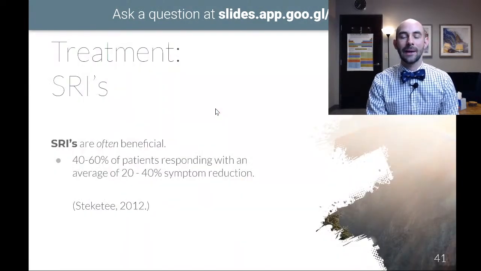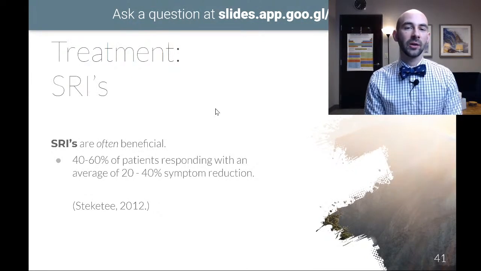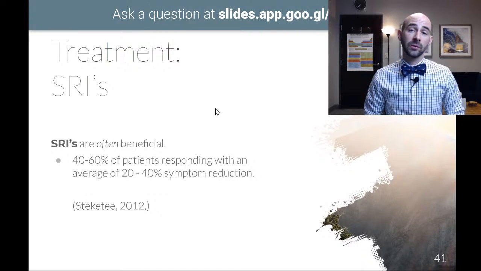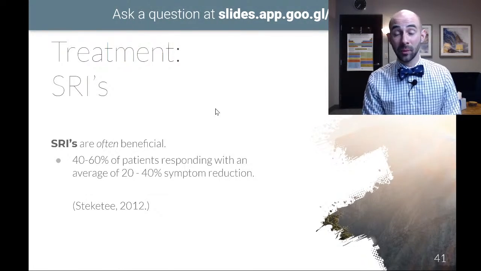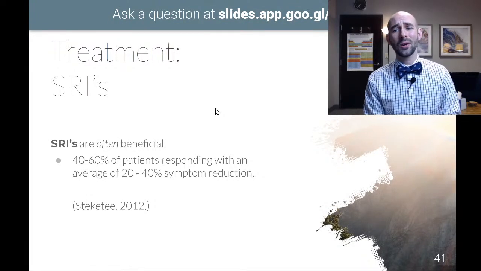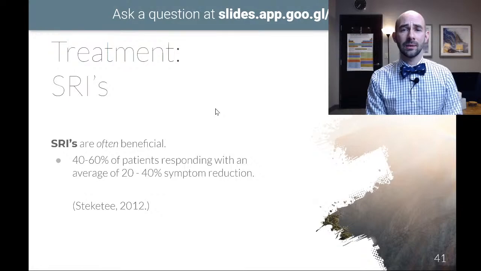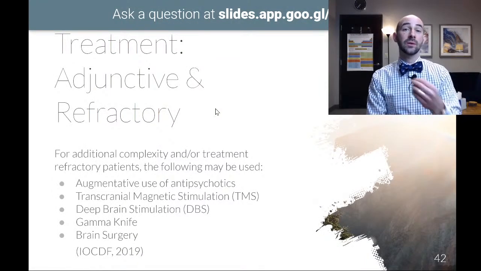No, it's not that. Okay, so SRI treatments, covering the stats real quick, it's often beneficial. 40 to 60% of patients get about a 20 to 40% symptom reduction. Not as much as exposure, but still pretty good in the medical treatment realm. So important to look at. And then two, we'll look at what's called adjunctive medications and refractory treatments.